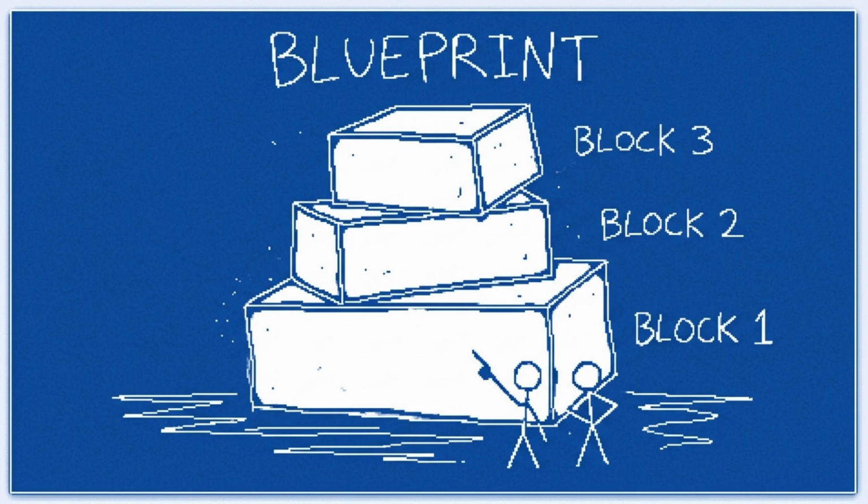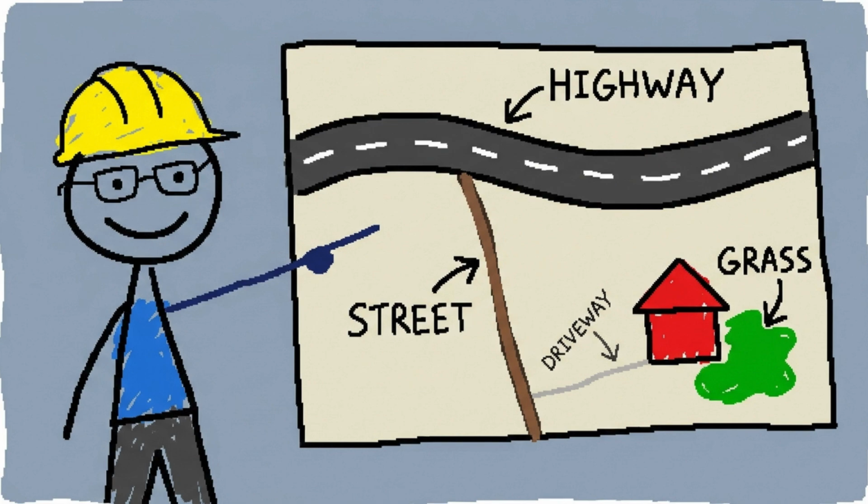To fix this, engineers adopted a blueprint called the Hierarchical Network Design Model. This model breaks the network down into three distinct, manageable layers. This hierarchy ensures it stays fast, secure, and easy to fix. Let's explore how this works by looking at how a city organizes its roads.